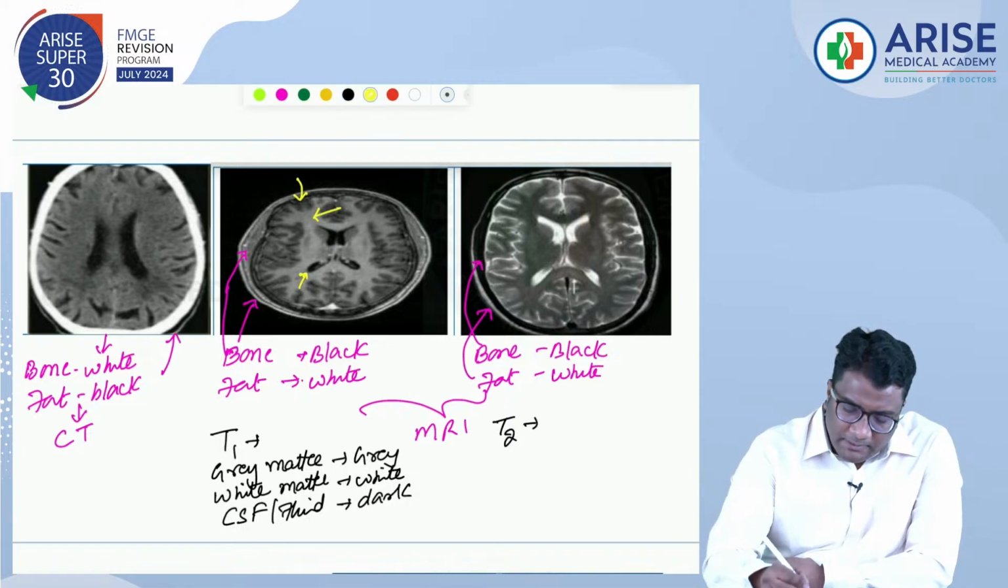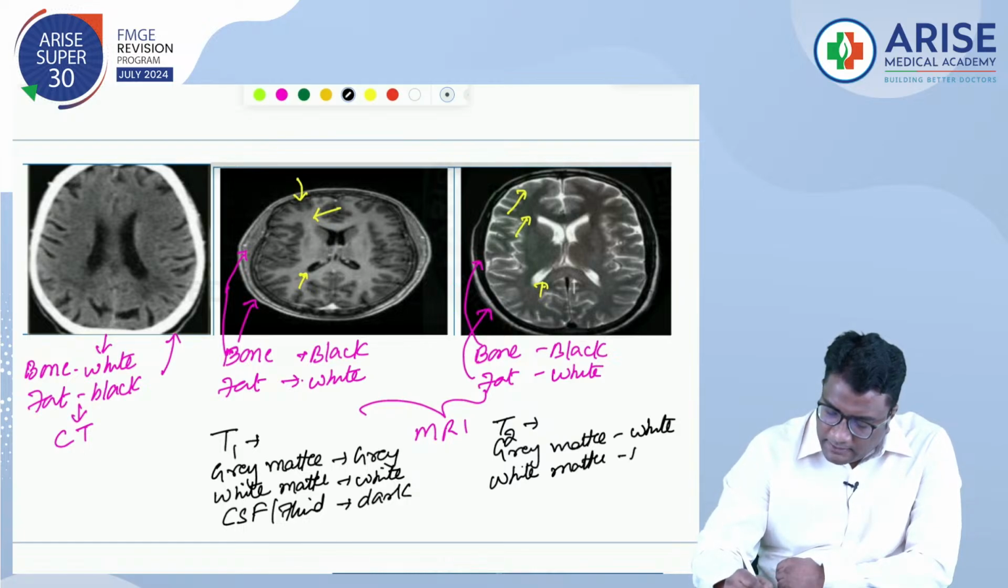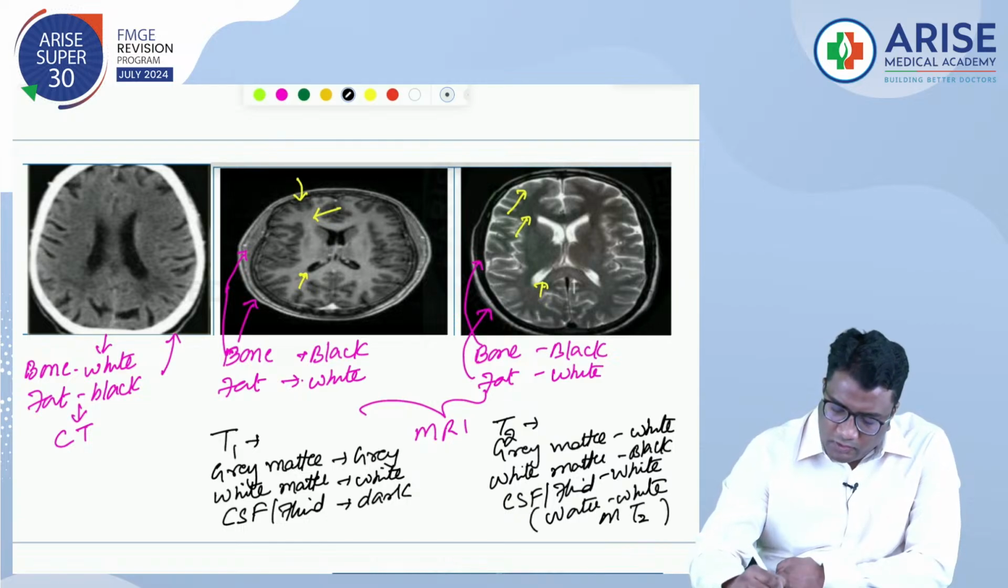Look at the outer gray matter and the white matter. Look at the fluid. The gray matter is white, the white matter is black, and the CSF or fluid is white. We all study this: water is white on T2. We call this World War II. Water is white on T2.